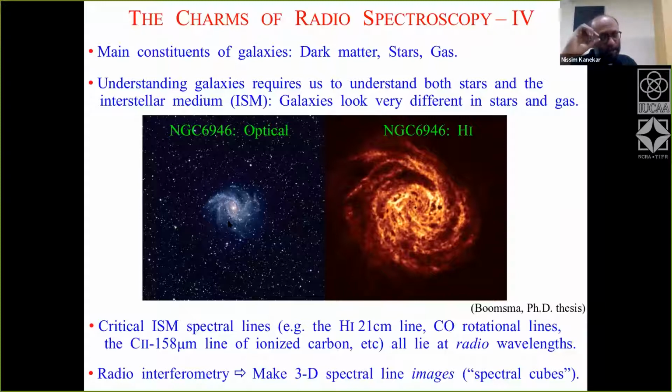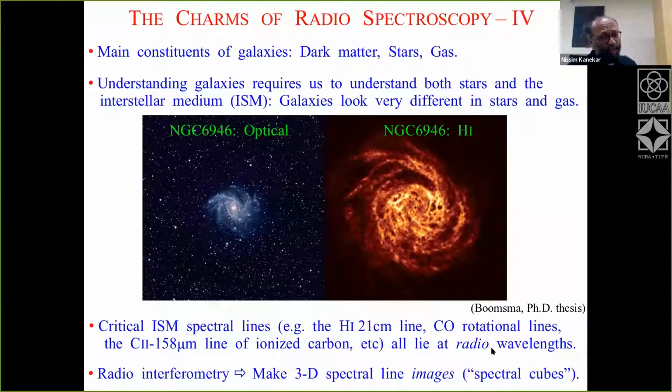The stars are much, much, much more compact. The atomic hydrogen is often 10 times bigger, 8 times bigger than the stars. So to understand galaxies, you must look at the interstellar medium. And the critical spectral lines of the interstellar medium, the 21 centimeter line, the CO rotational line, the C plus line, all lie at radio wavelengths.